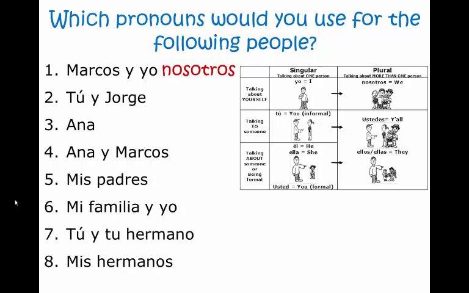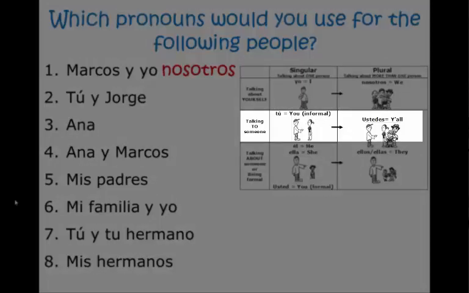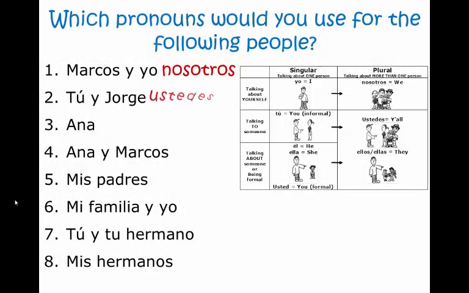For number 2, using the chart, we have tú y Jorge. The tú tells us we're talking to somebody. So in this case, we're going to be in the middle row. But since we're not just talking to one person, we're saying you and Jorge, we need to move across again to the plural side. And that brings us to ustedes, which is our answer.